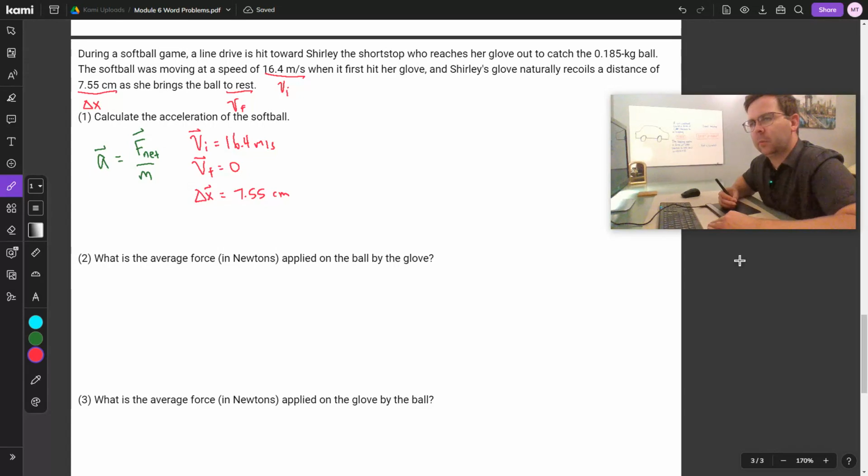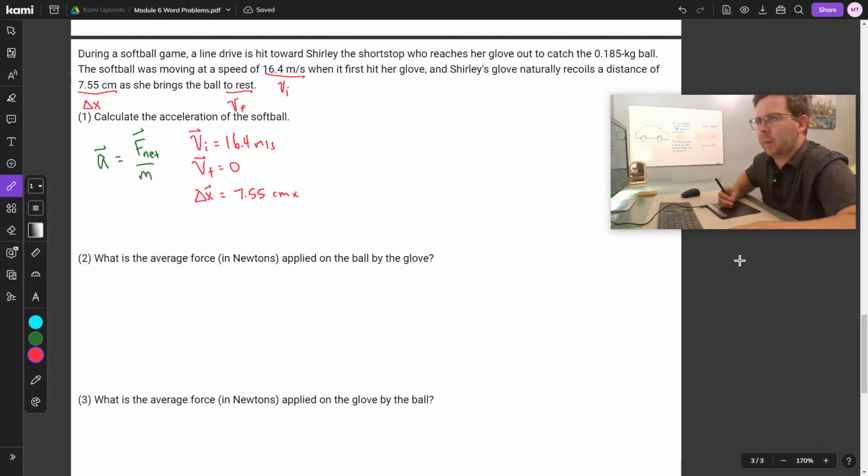Real quick, I noticed that the displacement is in centimeters, but typically when we're dealing with speeds and distances, we need this to be in standard units. Also, I noticed that the speed was given to us in meters per second and not centimeters per second. So we need these units to agree with each other if we're going to be able to do any kind of math with them. And so we need to convert this 7.55 centimeters into meters.